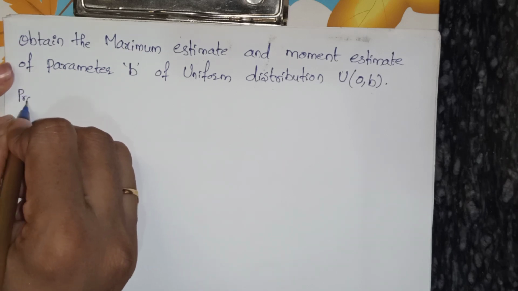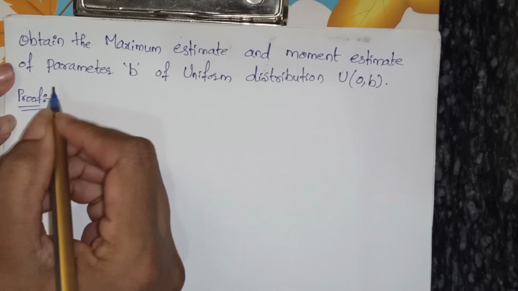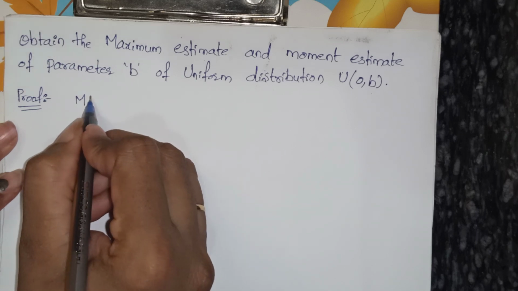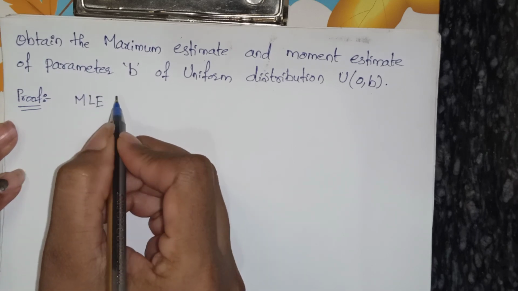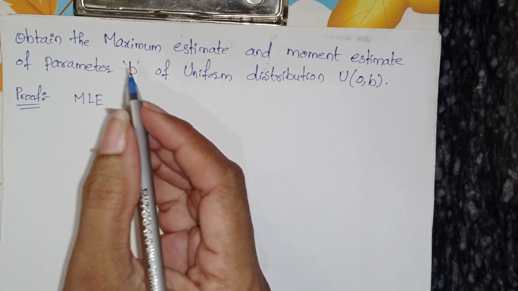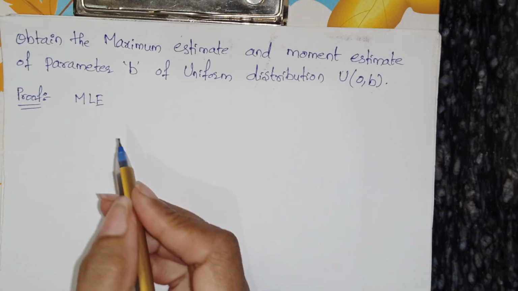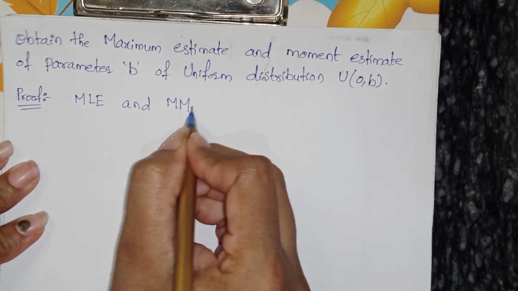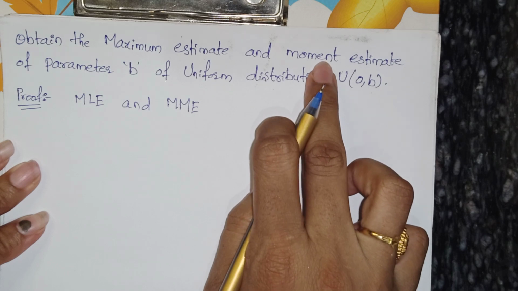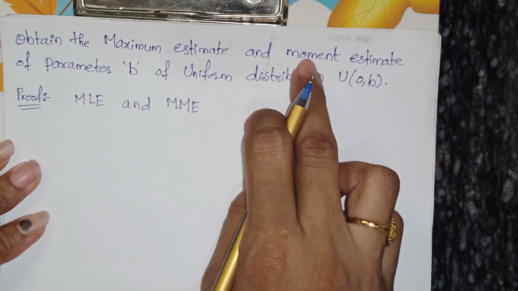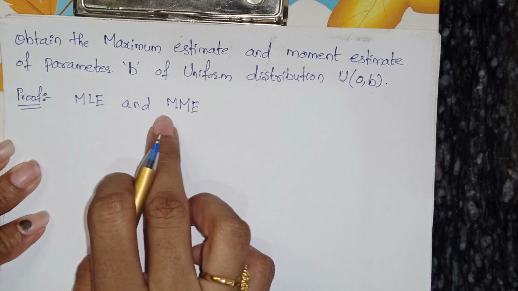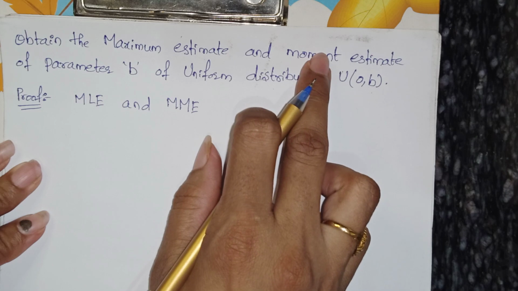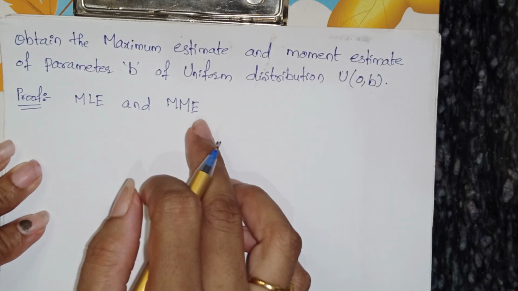So this is the proof, or you can say the solution, whatever it may be. MLE means maximum likelihood estimate, isn't it? Maximum likelihood estimate, and MME. What is MME? It is nothing but moment estimate, which we can also call the method of moment estimate. That's why I wrote MME instead of ME. So moment estimate is also called the method of moment estimate.